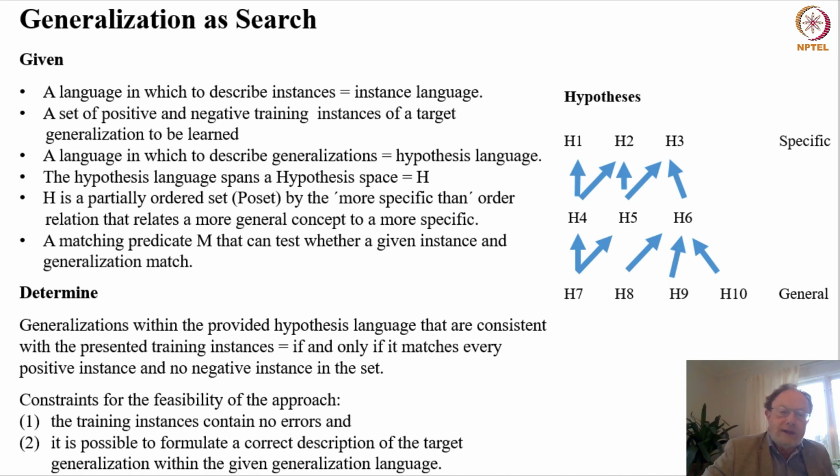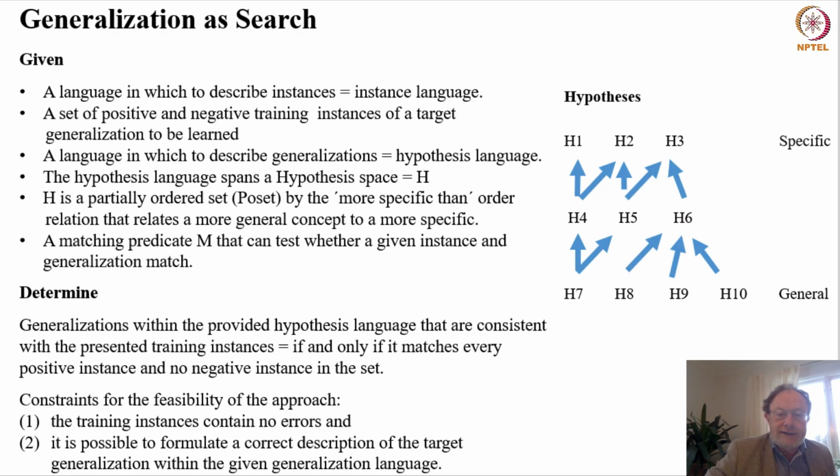And then finally we need a kind of matching function or predicate that can test at every point in time whether a given instance and some of our generalizations match. So what we want to determine is generalizations within the provided hypothesis language consistent with the training instances we have, which means that they are consistent if and only if the hypothesis matches every positive instance and no negative instance in the data set.